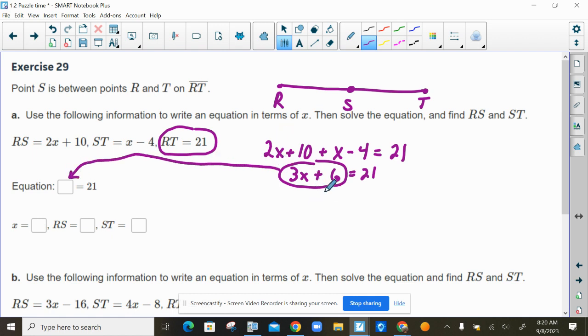Then we're going to actually solve this. So I'm going to subtract 6. If I subtract 6 from 21, we get a 15. We divide by 3, and we get a 5. So we'll have to put a 5 there. You can check that answer.